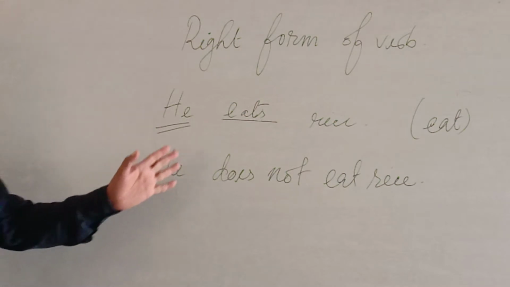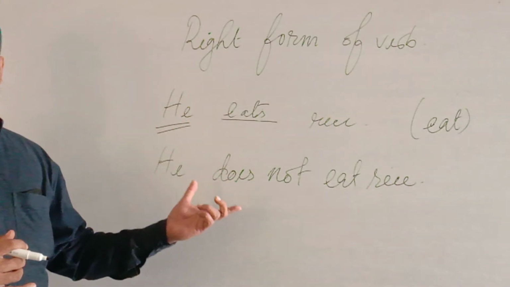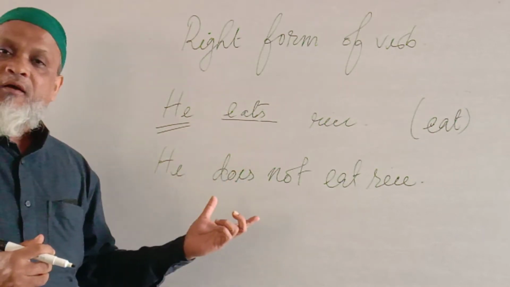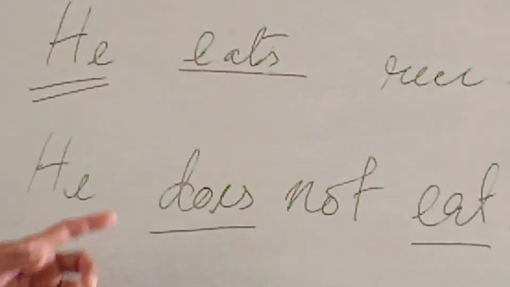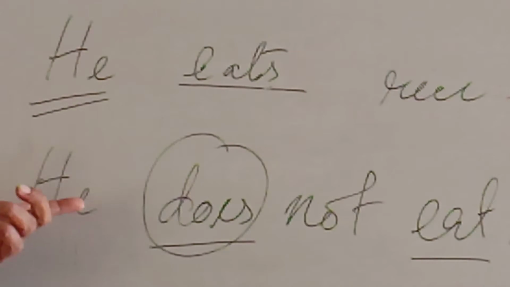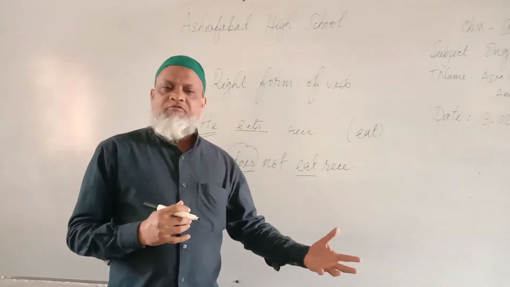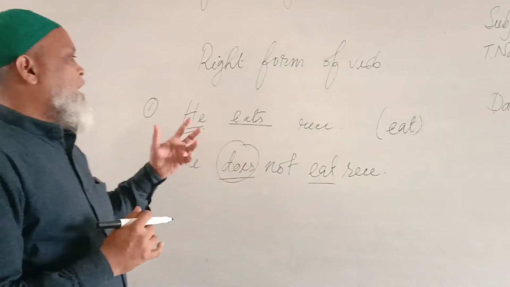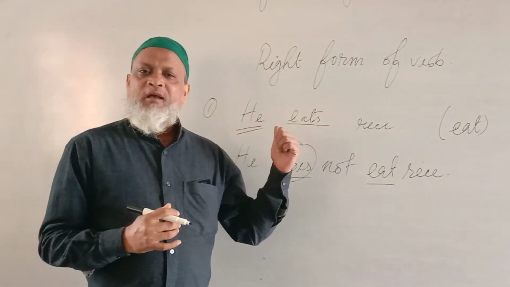He does not eat rice. Why we use does here? To make the present indefinite tense negative, we have to give a doesn't or don't before the verb. So when we use does, the verb doesn't take s or es. This s or es is given to the verb does. Clear? And we have already learned a rule in the present indefinite tense. When the work is normal, when work is habitual fact, when work is universal truth, we have to use s or es at the end of verb if we find the subject third person singular.